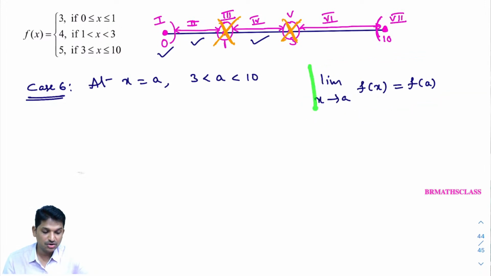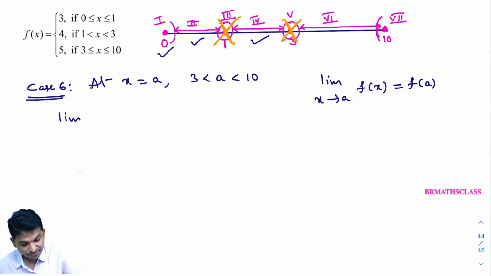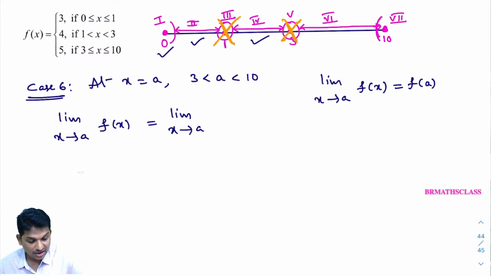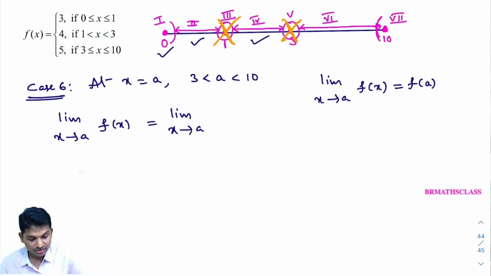So to calculate this, what will I do? First I'll calculate this one, next I'll calculate this one. If both are equal, then I say that this function is continuous at x equal to a. So I'll calculate the limit as x approaches a of f of x first. When a is in between 3 and 10, we need to choose the function 5. So f of x is 5. How to calculate? Direct method. Actually, in the given function x is not there, so you will get the answer directly as 5.